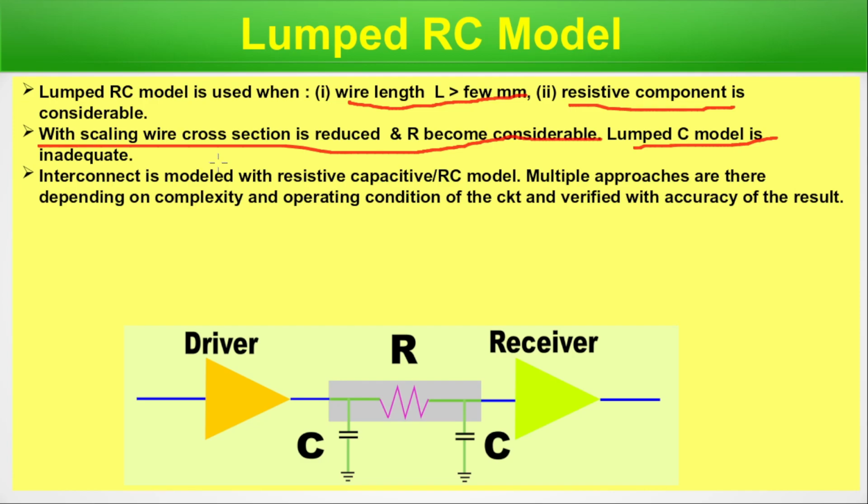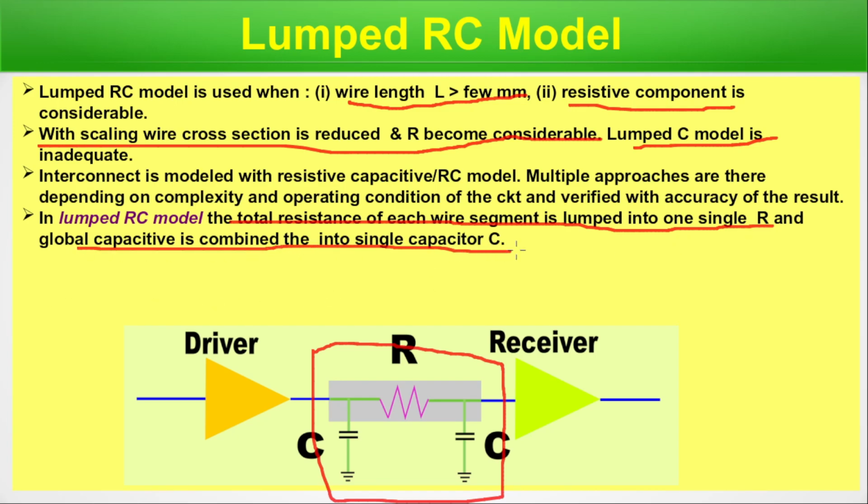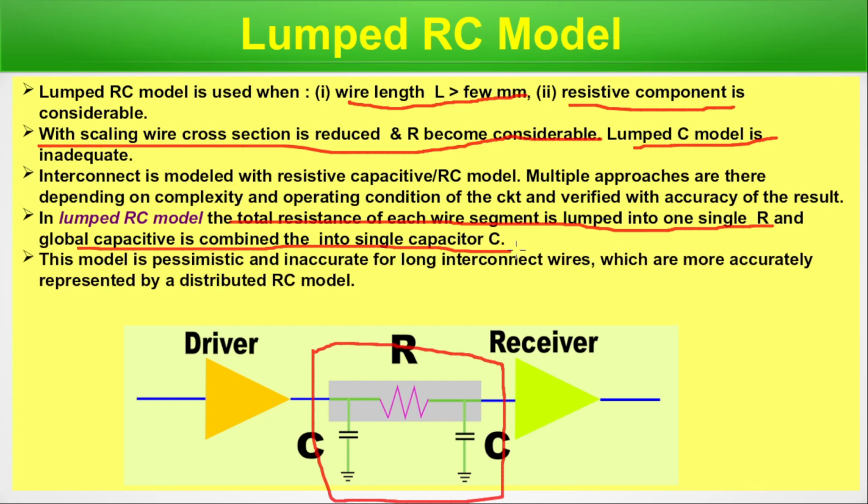For the lumped RC model, there are multiple approaches depending on the complexity and operating condition of the circuit, verified with the accuracy of the result. In the lumped RC model, the total resistance of each wire segment is lumped into one single R and the global capacitance is combined into a single capacitor C, between the driver and receiver. Again, this is an approximation. Although it works really well, this model is pessimistic and inaccurate for long interconnect wires, which are more accurately represented by the distributed RC model. If the interconnect wires are really long, the more accurate model is the distributed RC model.